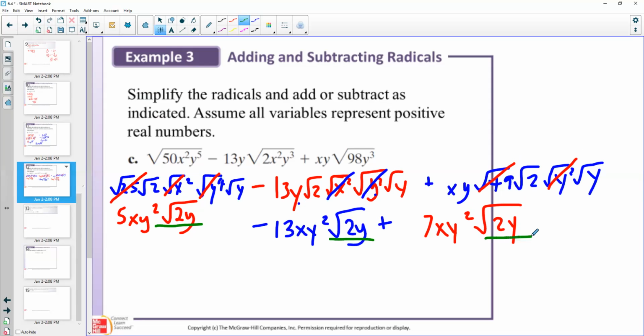Radical 2y. And I also have to make sure I'm adding and subtracting like terms when there are numbers and variables, right? So I have xy squared, xy squared, xy squared. Now I can just add and subtract the numbers. 5 minus 13 plus 7. Well, 5 plus 7 is 12, minus 13 is negative 1. So I'm going to get negative 1 xy squared, radical 2y. Fini. You don't need the 1 there. It could just be negative xy squared. That's fine too, if you can think of it like that.